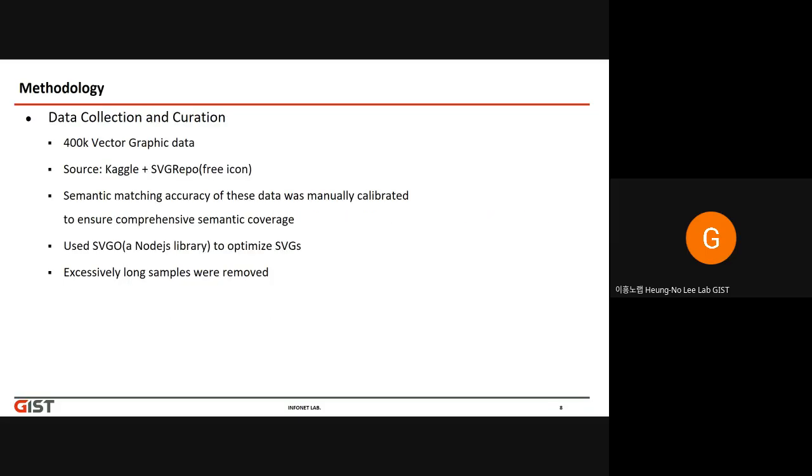They collected the data from Kaggle and some free icons, which is called SVG Repo. They collected 400,000 graphic data, and they manually calibrated the semantic matching accuracy of the data and the meaning, to ensure comprehensible semantic coverage. And some excessively long samples were removed.